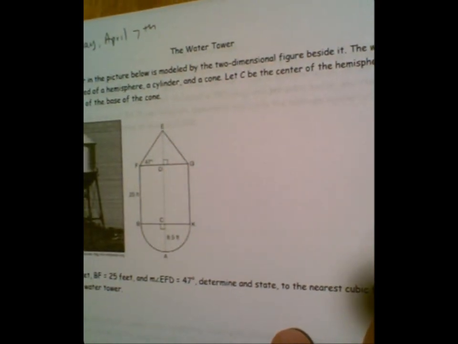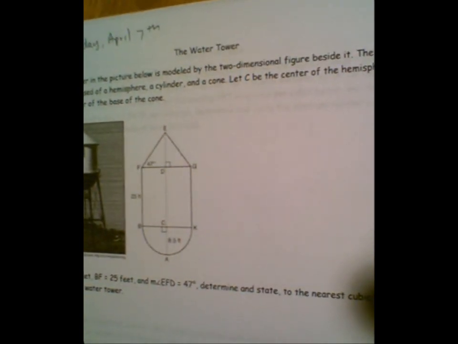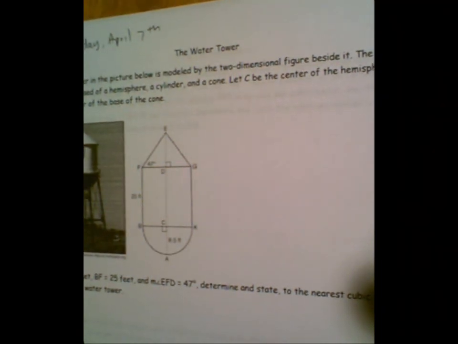The water tower in the picture below is modeled by the two-dimensional figure beside it. The water tower is composed of a hemisphere, a cylinder, and a cone. Let C be the center of the hemisphere, and let D be the center of the base of the cone. So now, we're going to need some information to be able to do this.